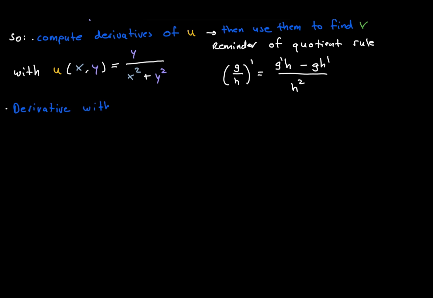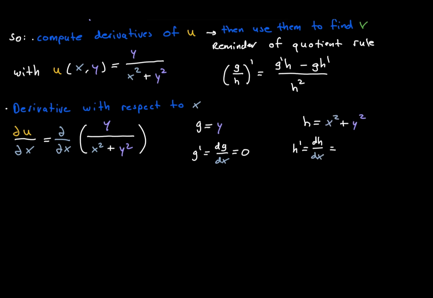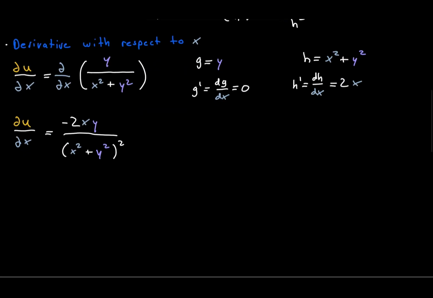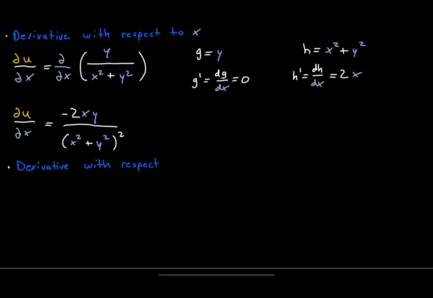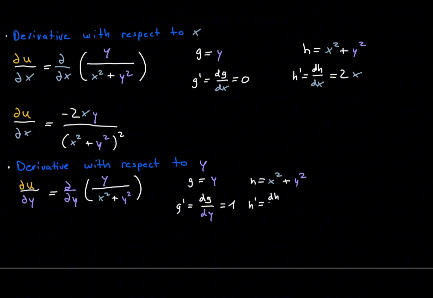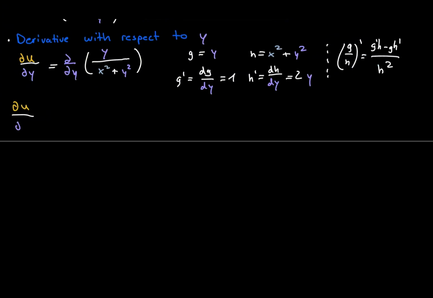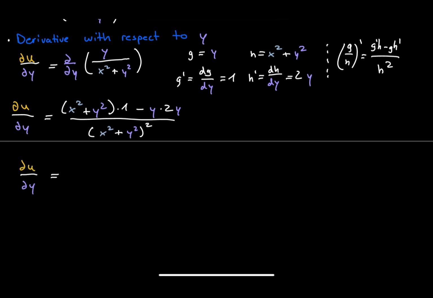First, the derivative with respect to x. Here, y is treated as a constant, so we get u sub x equals minus 2xy over x squared plus y squared, all squared. Now the derivative with respect to y. Using the quotient rule, we get u sub y. So this simplifies to u sub y equals x squared minus y squared over x squared plus y squared, all squared.